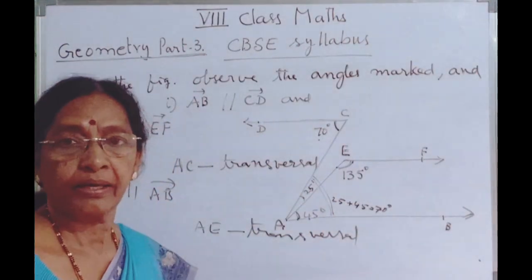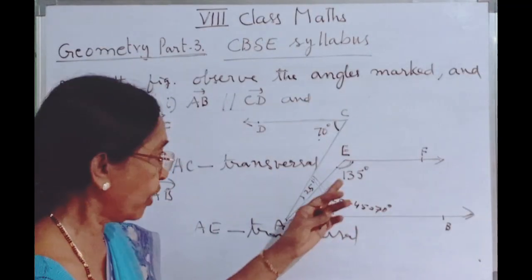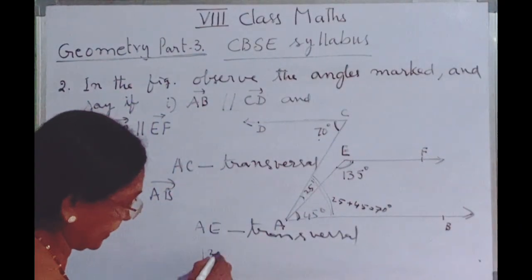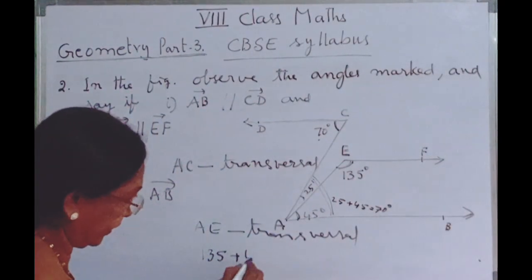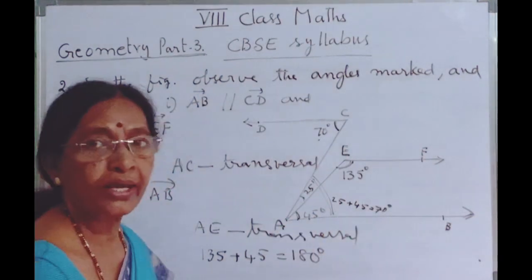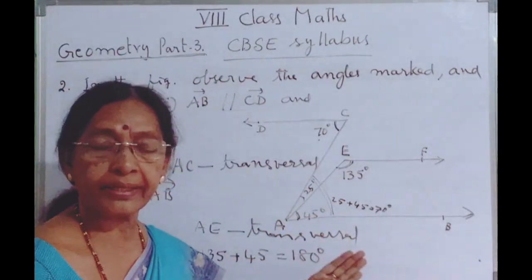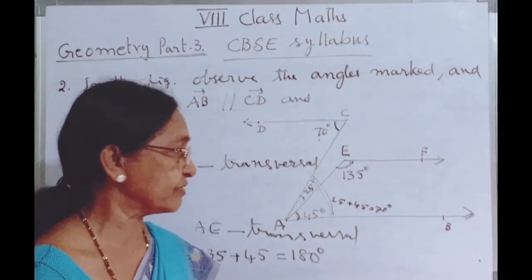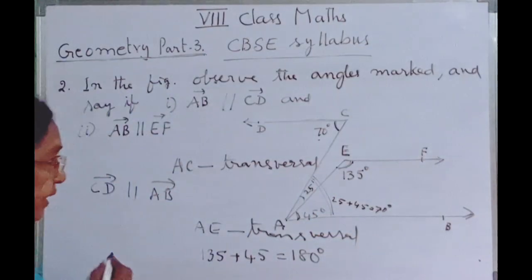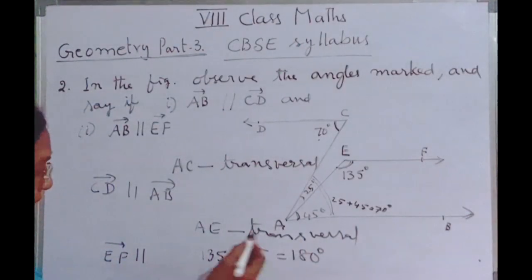So they are supplementary. If these two rays are parallel to each other, the interior angles lying on the same side of the transversal, the sum is 135 plus 45, which is equal to 180 degrees. That means these two are supplementary angles. If the interior angles lying on the same side of the transversal are supplementary, then the two rays are parallel to each other. Therefore EF is parallel to AB.